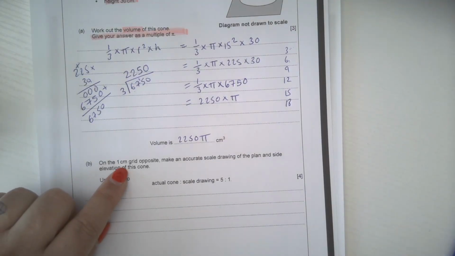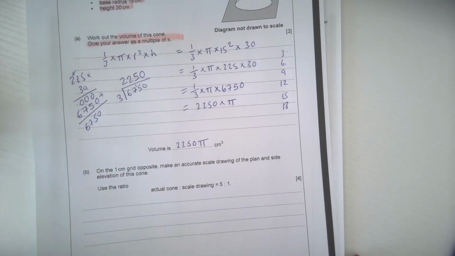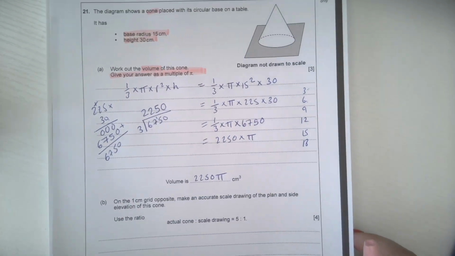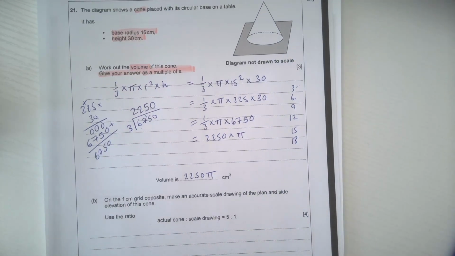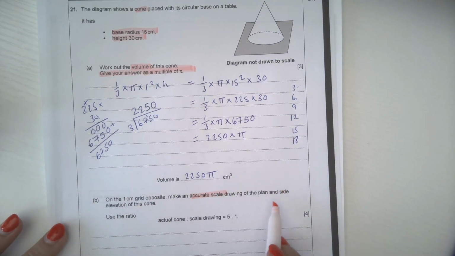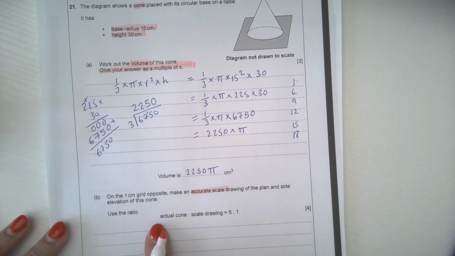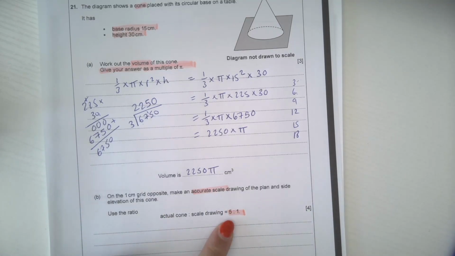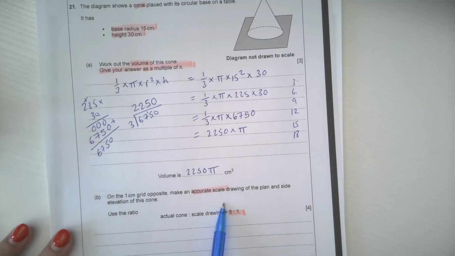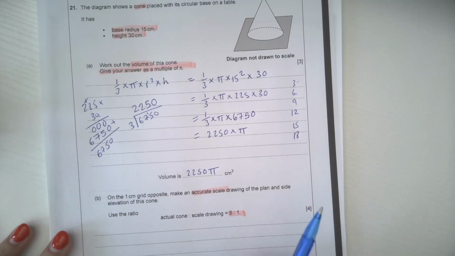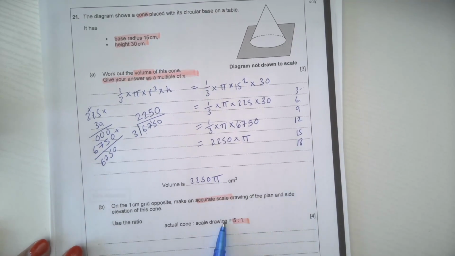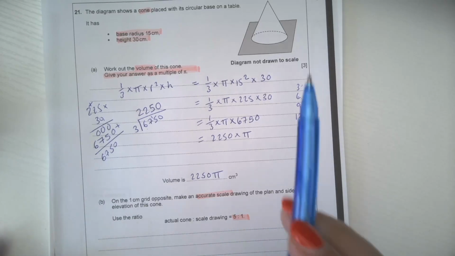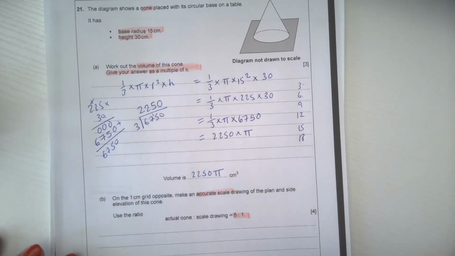Part B. On the 1 centimetre grid opposite, so we've got a 1 centimetre grid on our next page, make an accurate scale drawing of the plan and side elevation of this cone using the ratio actual cone to scale drawing is 5:1. So let's work with this ratio to start off with. The actual cone is 5 times bigger in real life than in the scale drawing.